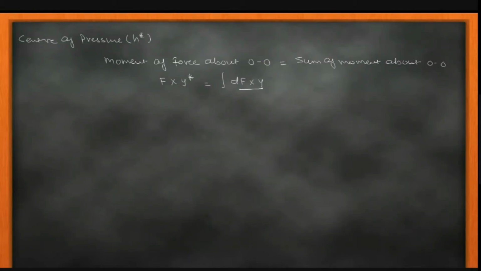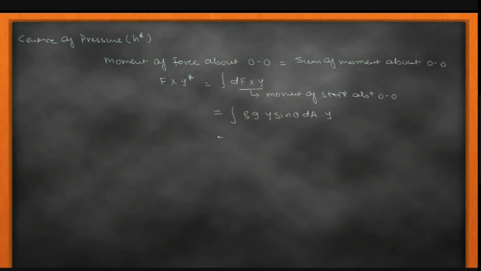So this is the moment of a single strip about OO dash, and integration means the sum of all the moments. So now we put in the value of this dF. This dF is rho g into Y sine theta into dA into Y.